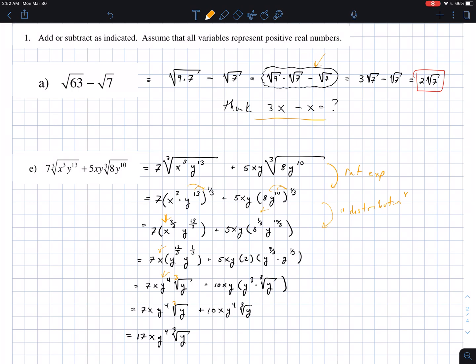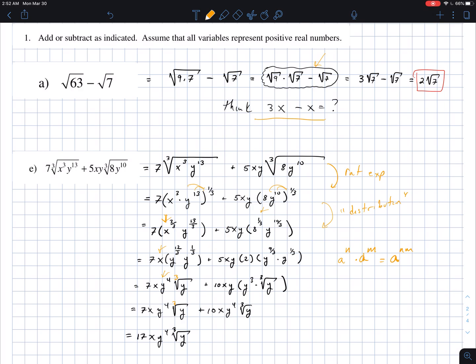In the same instance, I did the same thing over on the other side. The cubed root of 8 is 2. And then I broke down y again from 10/3 into 9/3 and 1/3, because when you multiply like bases, you add the exponents. Remember, when you have a to the nth power times a to the mth power, you're going to get a to the n times m power.